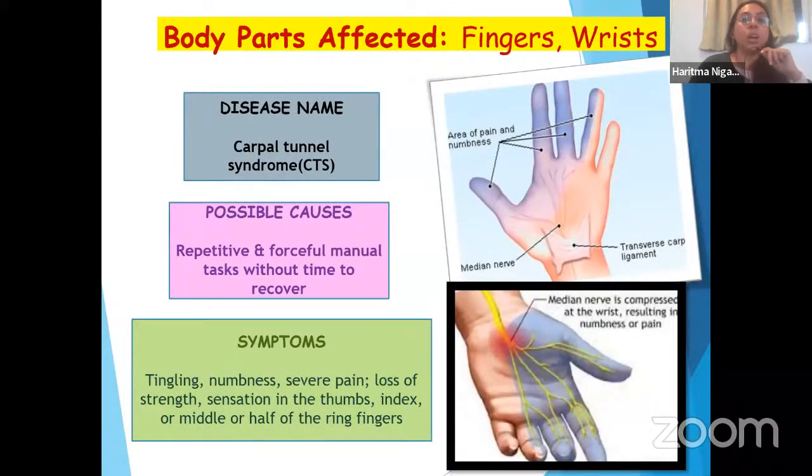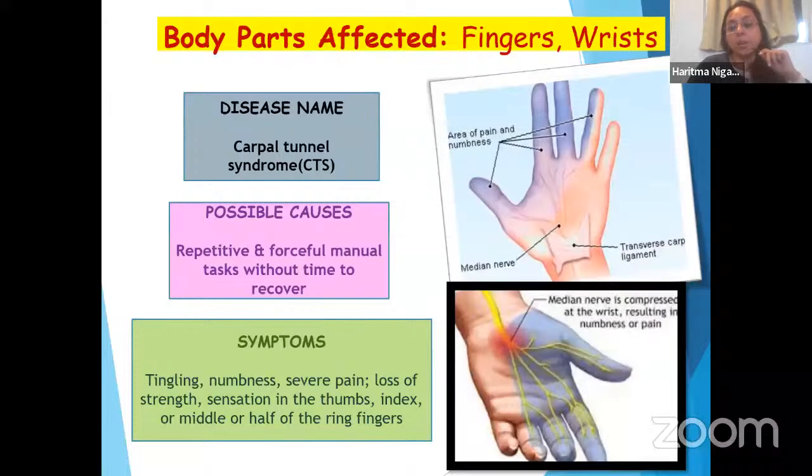Next commonest is carpal tunnel syndrome. Its commonest cause is repetitive and forceful manual tasks without time-to-time recovery. Meaning if we work for a prolonged period of time, the median nerve gets compressed at the wrist, resulting in numbness and pain.